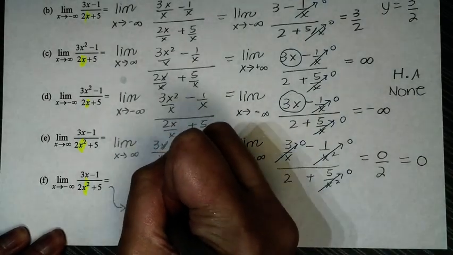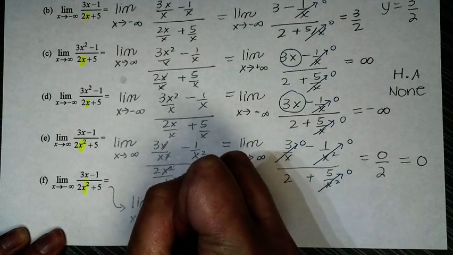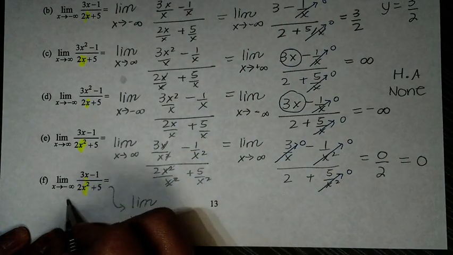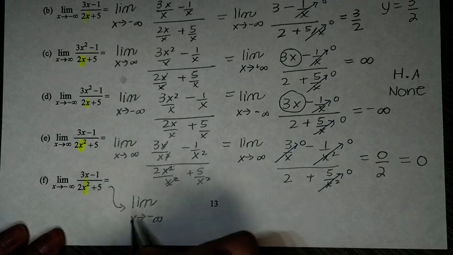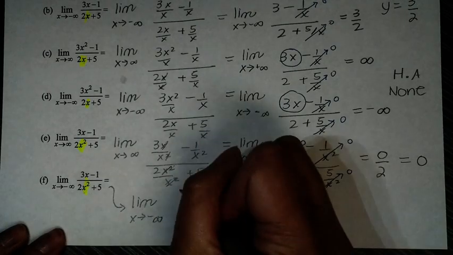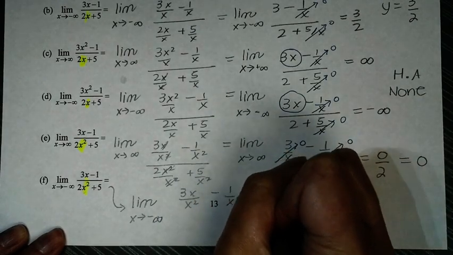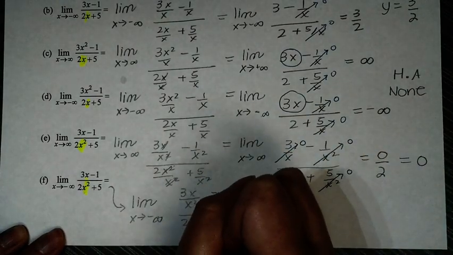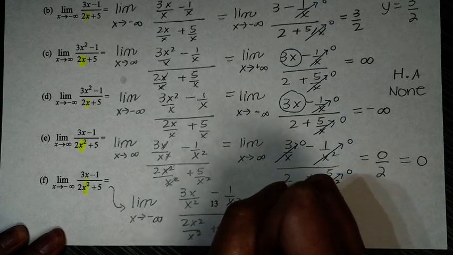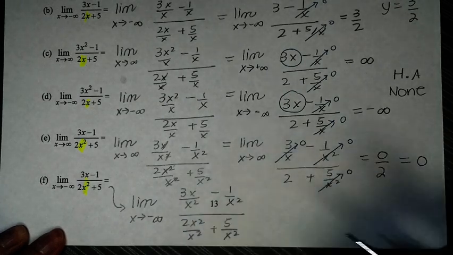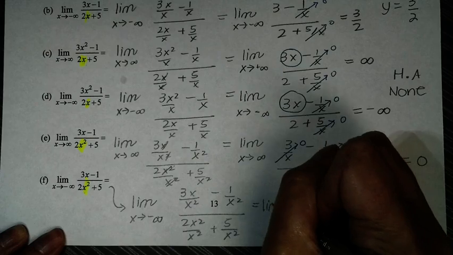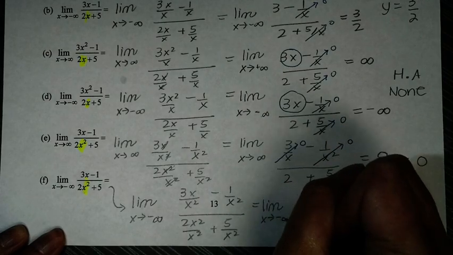So you have the limit as x approaches negative infinity of the same situation. Again, your highest degree of the denominator is going to be x squared. So you have 3x divided by x squared minus 1 divided by x squared, everything divided by 2x squared divided by x squared plus 5 divided by x squared. We are going to again simplify the situation.